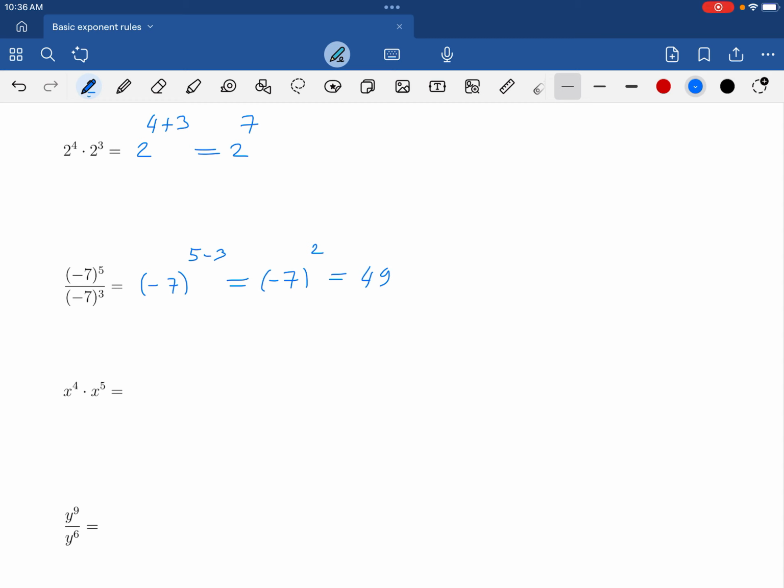Further, we have x to the fourth multiplied by x to the fifth, so we will have to add the exponents. And we get x to the ninth. The next one is the fraction. So this will be y. We have to subtract the exponents, 9 minus 6. So this will be y to the cube.